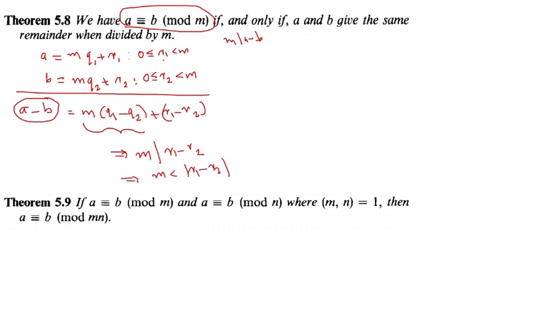But here the ranges of R1 and R2 are strictly less than M. Therefore, their difference is also strictly less than M, which is a contradiction. Therefore, R1 minus R2 must be equal to 0.